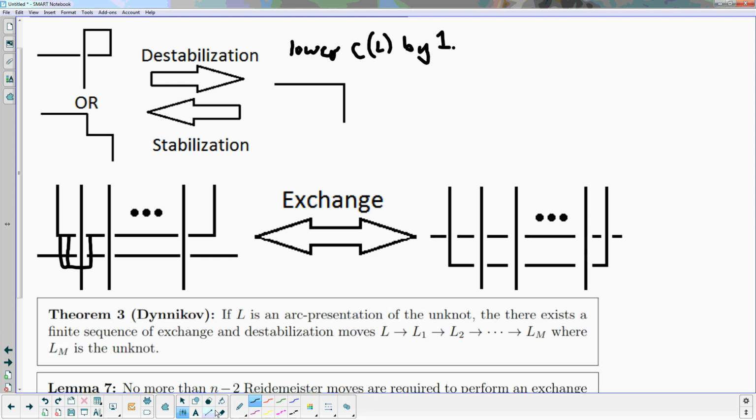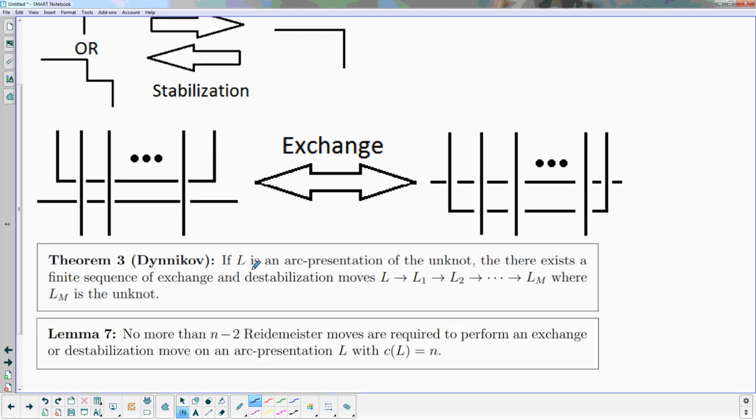Now, the one thing you'll notice about this exchange move is it's not going to do anything to the complexity, but it will affect the crossing number by either adding 2 to the crossing number or subtracting 2 from the crossing number. So that's a pretty important fact there, mainly because we want to be going this direction to lower the crossing number. Obviously, we want a crossing number of 0 and complexity of 2 to get ourselves to the unknot.